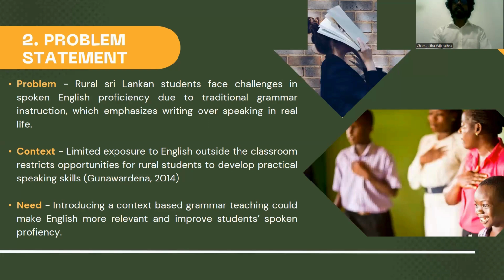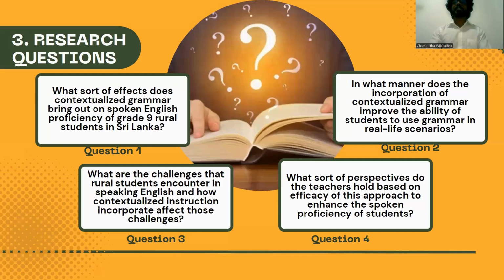Wijerathna 2014 highlights that rural students rarely have opportunities to use English in authentic contexts, further hindering their development. So the need is to address this gap. There is a pressing need for a paradigm shift in English teaching methodology. Context-based grammar teaching, which ties English learning to real-world scenarios, has the potential to make English more engaging, relevant, and effective for the students. Moving on to the next slide.